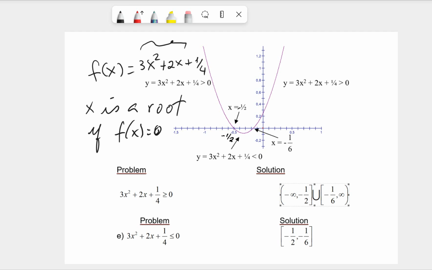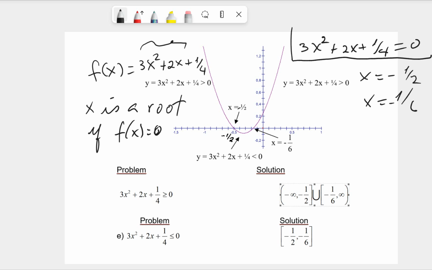But remember, we already found the roots of this quadratic, and we got x equal to minus 1/2 and x equal to minus 1/6. If you don't remember those roots, remember that you can find these roots using the quadratic formula, and those are the roots.